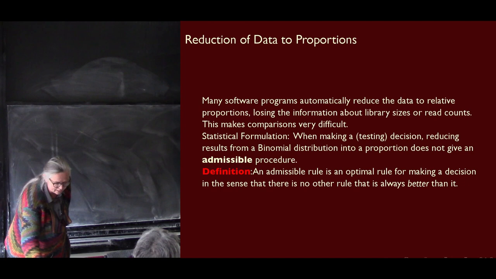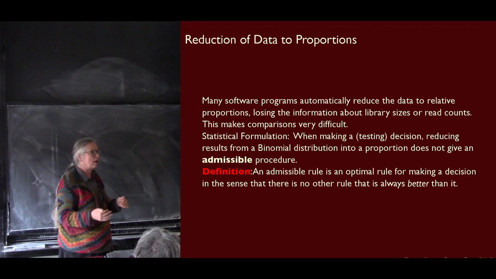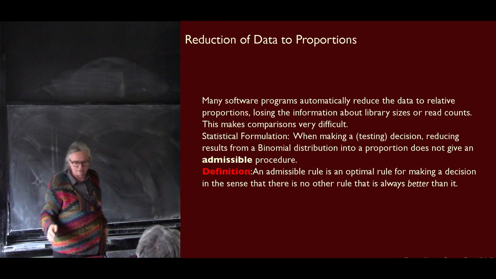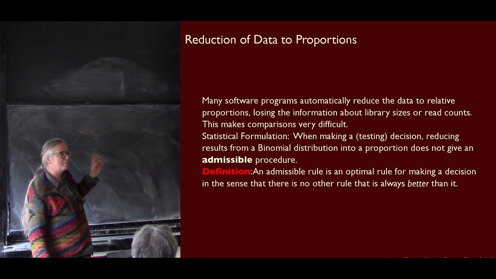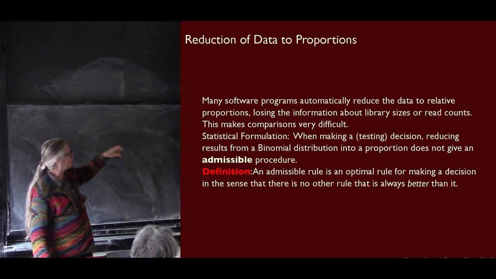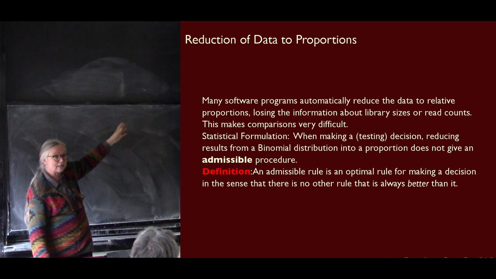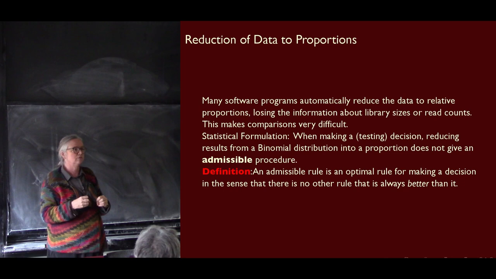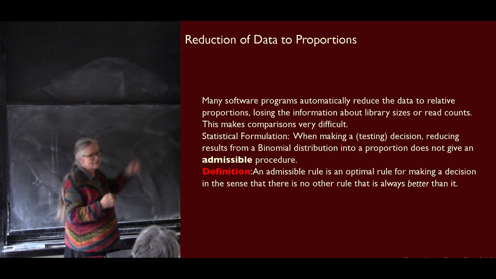The other thing that some people do is they say, well, the real thing that we're trying to measure is proportions or relative abundance, so we just make everything into proportions. Both of those methods throw away information. Statisticians like to say that if you throw away information, your procedure is probably not admissible. Sometimes, if you have exchangeability or certain properties, you can throw away information. There's a sufficient statistic that tells you exactly what information you can throw away, and this is not the case here.